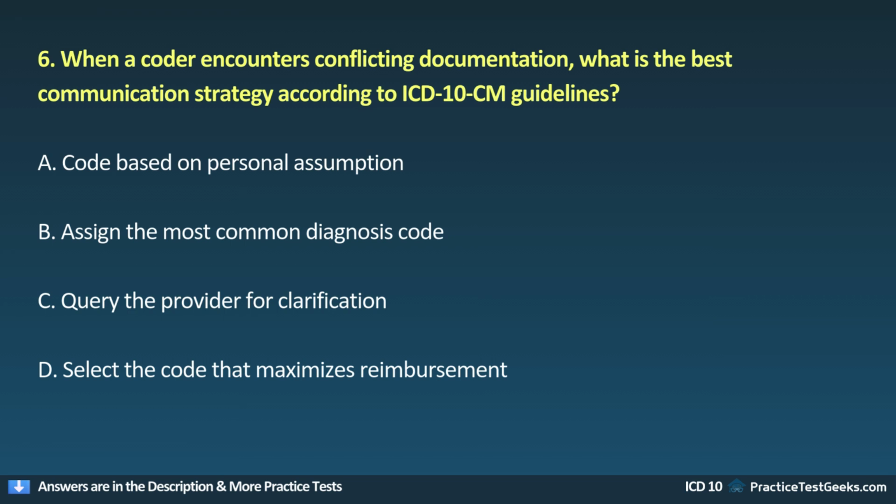6. When a coder encounters conflicting documentation, what is the best communication strategy according to ICD-10-CM guidelines? A. Code based on personal assumption. B. Assign the most common diagnosis code. C. Query the provider for clarification. D. Select the code that maximizes reimbursement.